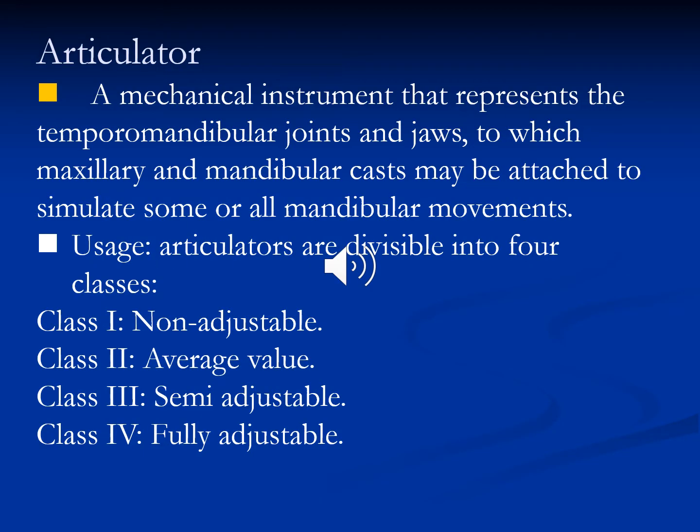Now we have a variety of articulators available for our use, and they differ according to their design and according to their adjustability. They can be classified into either non-adjustable articulators, average value articulators, semi-adjustable or fully adjustable articulators. And of course, the more complicated they are, the more precisely they can reproduce mandibular movements. But of course, more complication comes with more experience needed for their use and with extra cost and extra time needed for their programming.